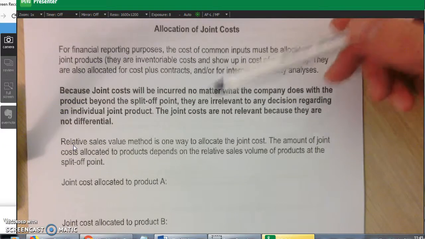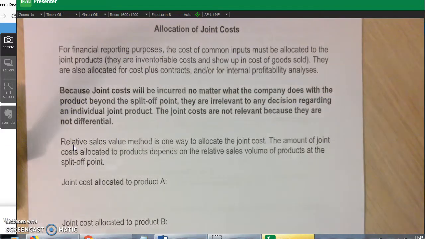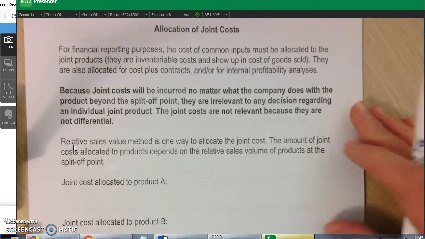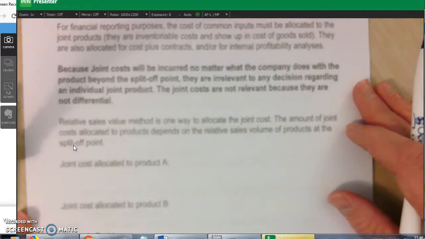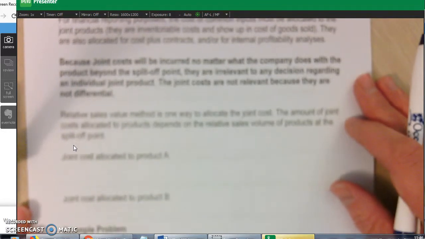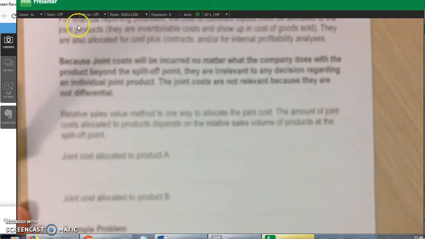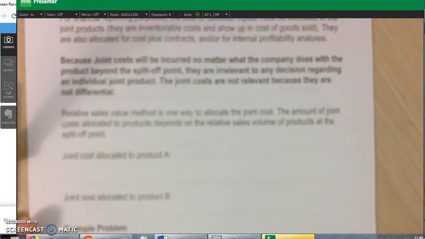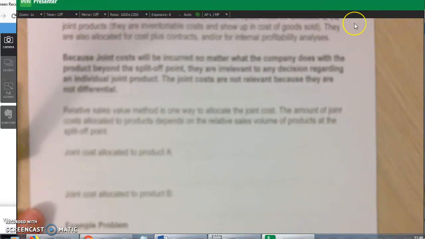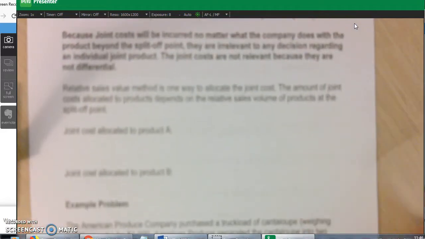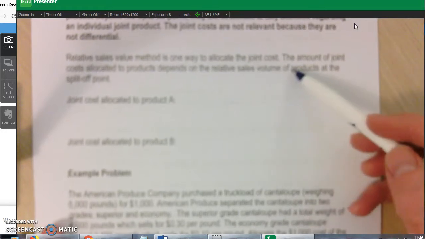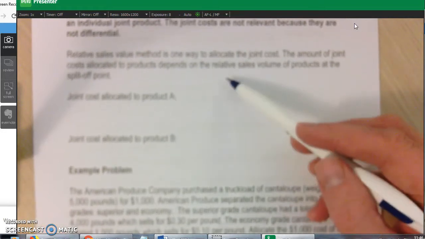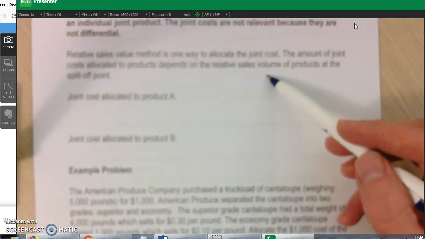So this is kind of like what I was talking about already, that the initial joint costs just don't matter because it's a cost we incurred regardless of whether or not we further process it. Okay, so you look over here, and we say our joint costs will be... Relative sales value method is one way to allocate the joint cost. The amount of the joint cost allocated to products depends upon the relative sales value.